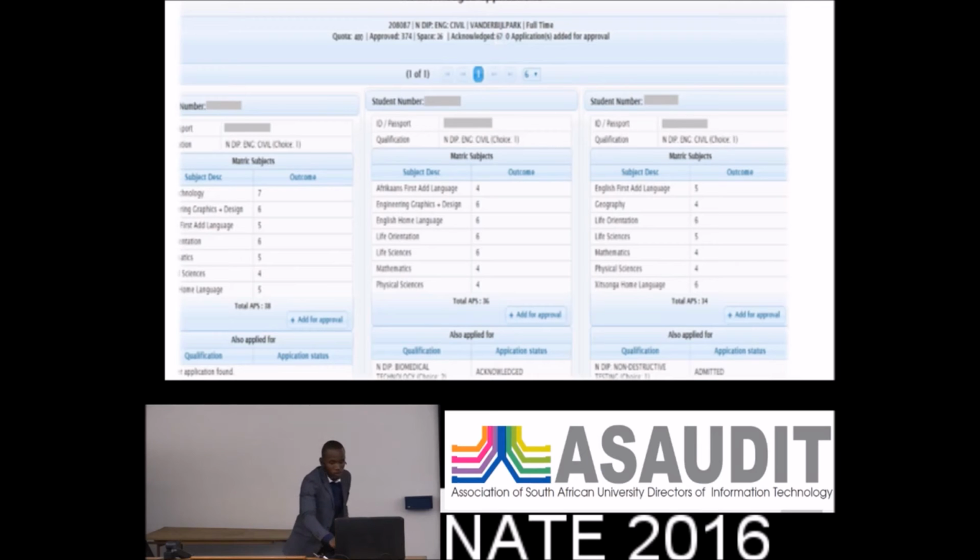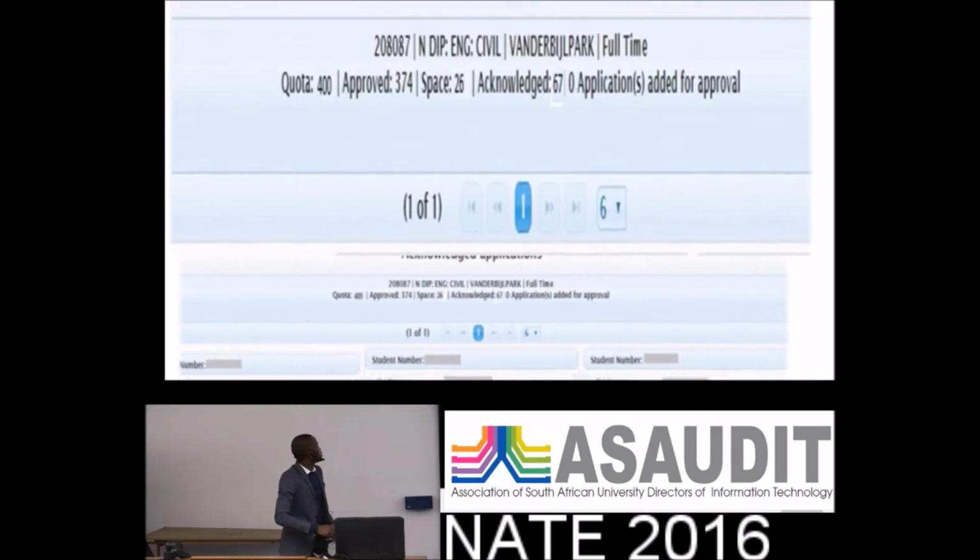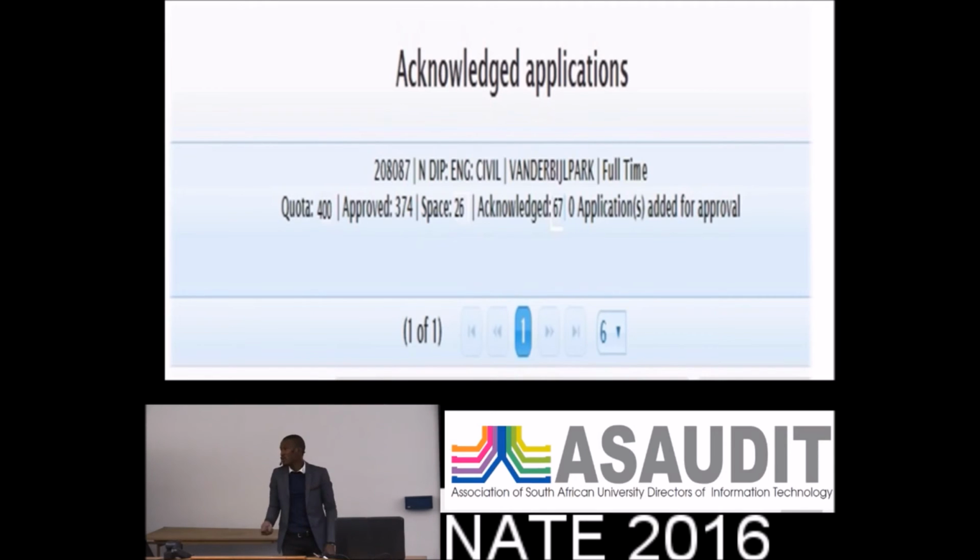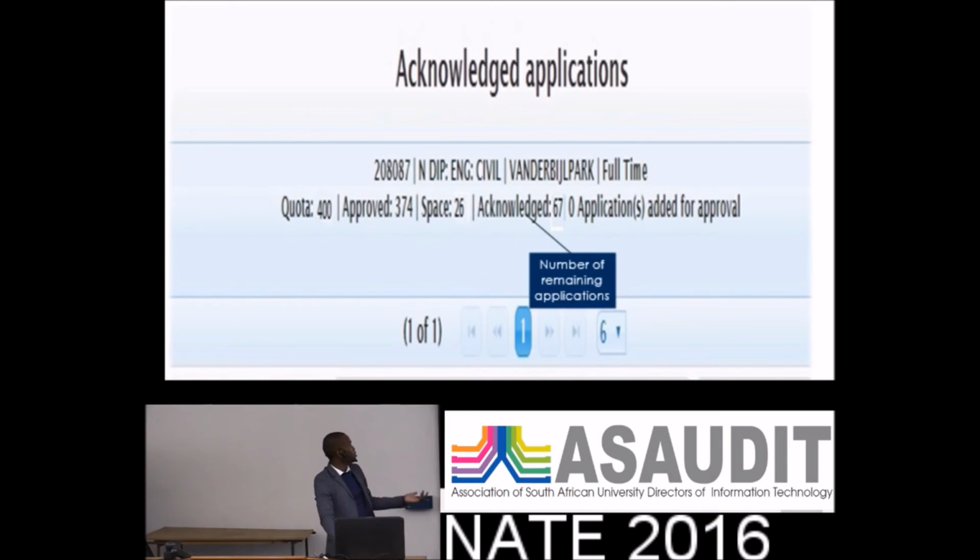Okay, moving along. Statistics information: while you are busy approving, you have real-time data. You can see what qualification you are working on, what campuses and what offers you are working on. You can see your quota, how many students you are looking for, how many you approved so far, your space remaining, and the ones which are still meeting the requirements. So here you have 67 meeting requirements and 26 spaces remaining. Obviously, other students are going to be cut off.